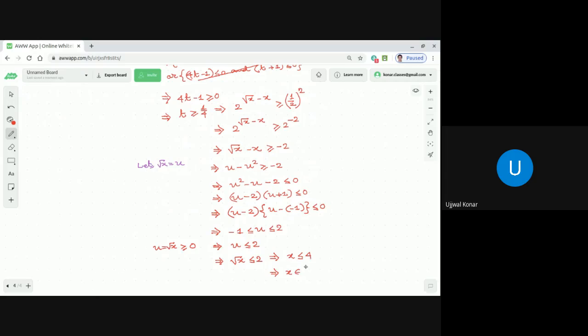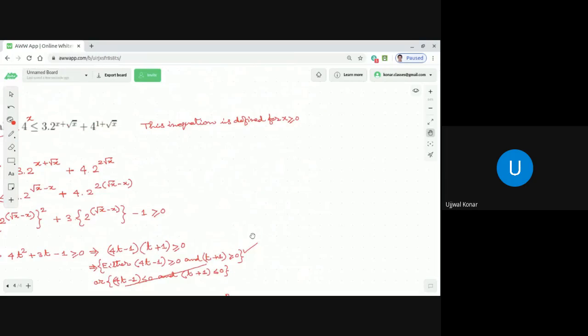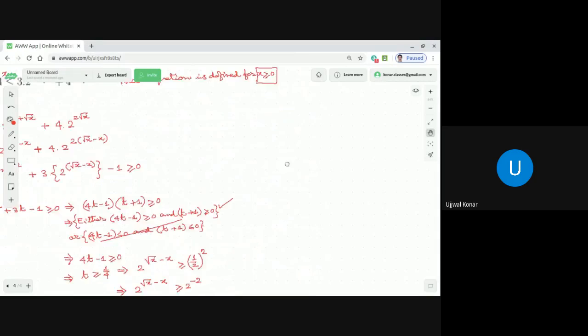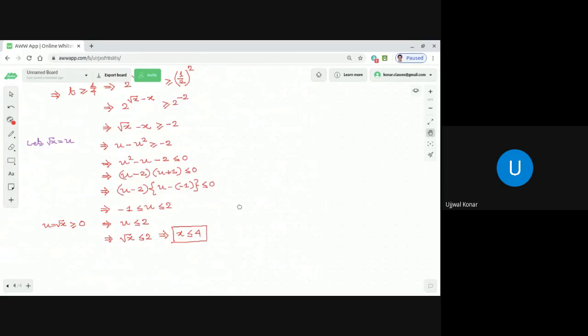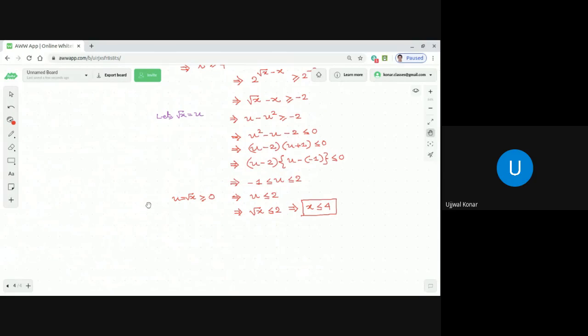That means x belongs to the closed interval 0 to 4. Why? Because we need to consider that x is greater than or equal to 0. Actually, let me write it in this manner. x is less than or equal to 4, we got from this branch. And if you look at it previously, we got that it is defined for x greater than or equal to 0. So x greater than or equal to 0 and x less than or equal to 4. Correct, na? So if we merge together, what can we write?